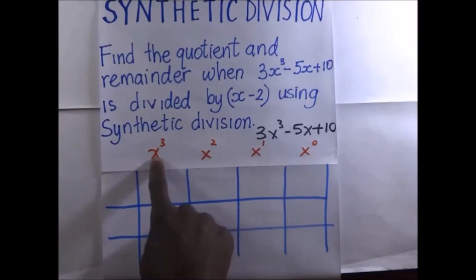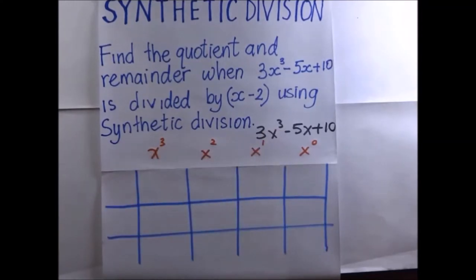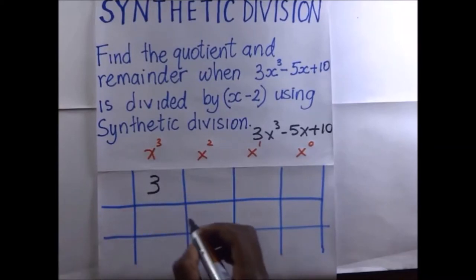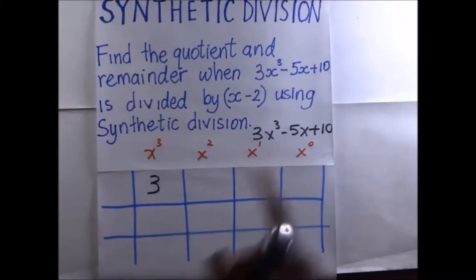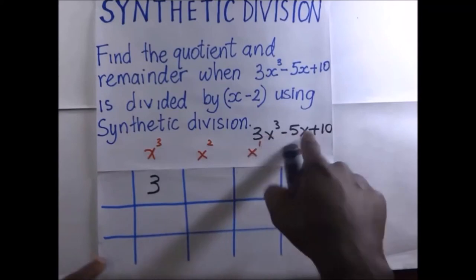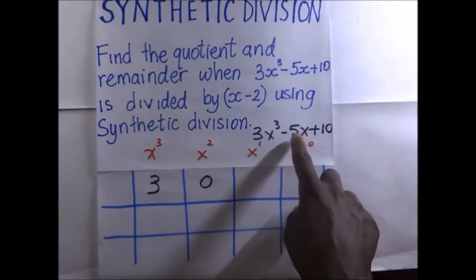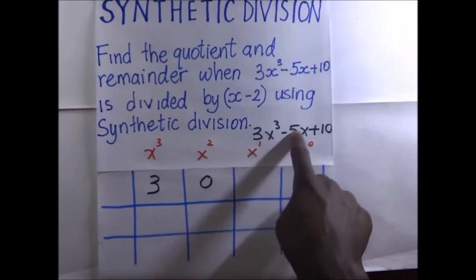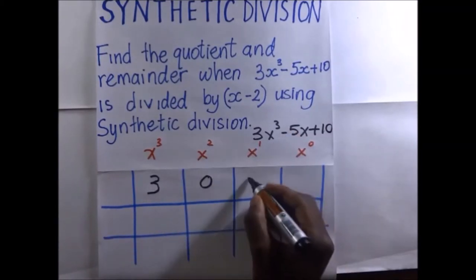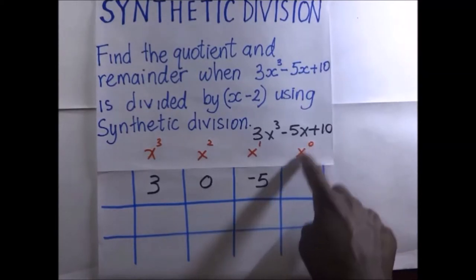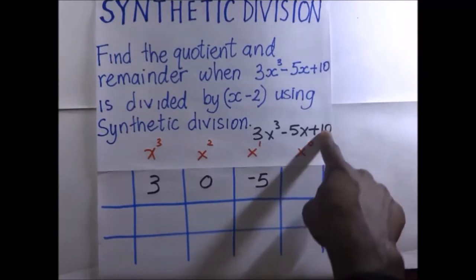So it means that our coefficient of x to the power 3 is 3. So we put here the 3. For x to the power 2, we do not have any term that is x to the power 2, so that is 0. Our coefficient of x to the power 1 is negative 5. Our coefficient of x to the power 0, any number to the power 0 is 1, so the number here is 10.